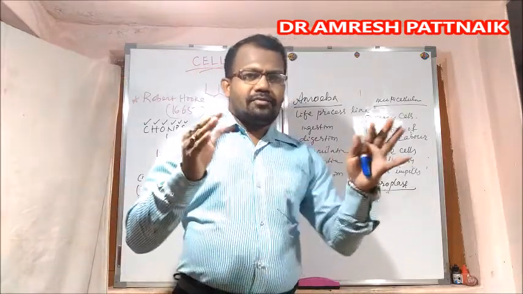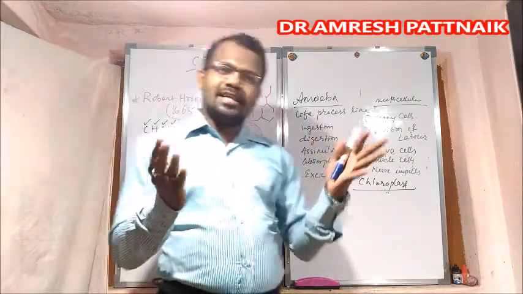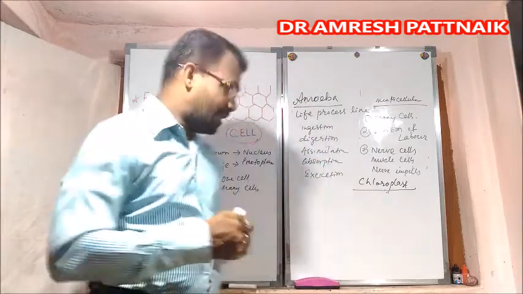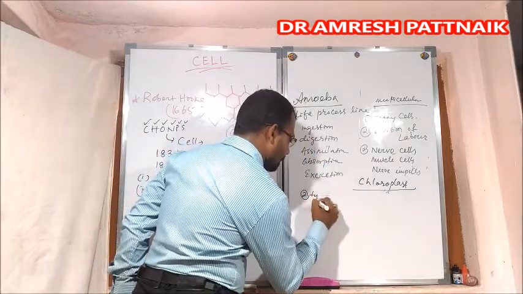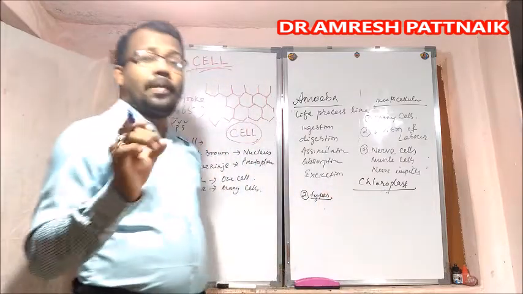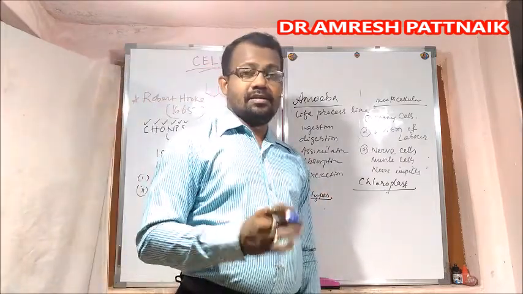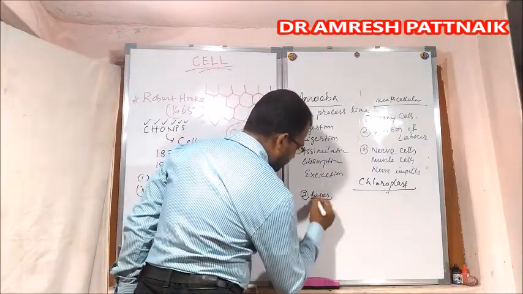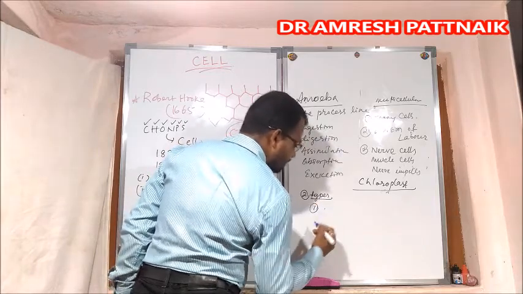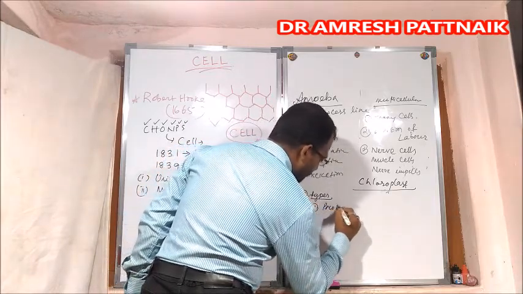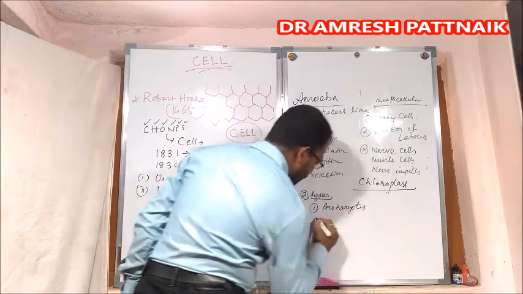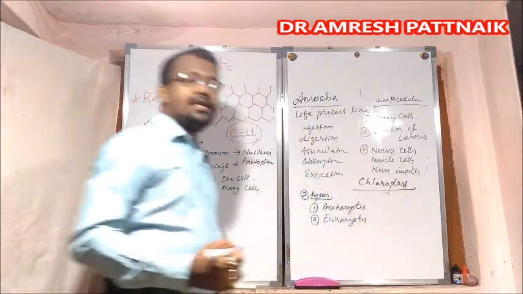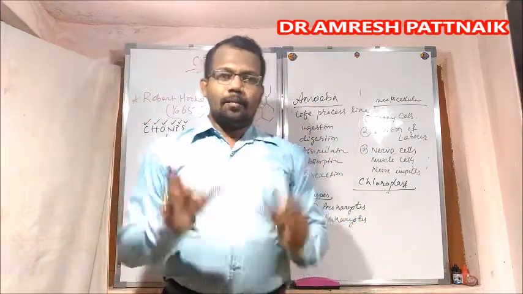So after all this, again the cells are divided based on how they are performing. These are of 2 types, based on the bio-evolutionary view. There are two types. What are they? One is prokaryotes, and the second one is eukaryotes. What is pro? Prokaryotes and eukaryotes.